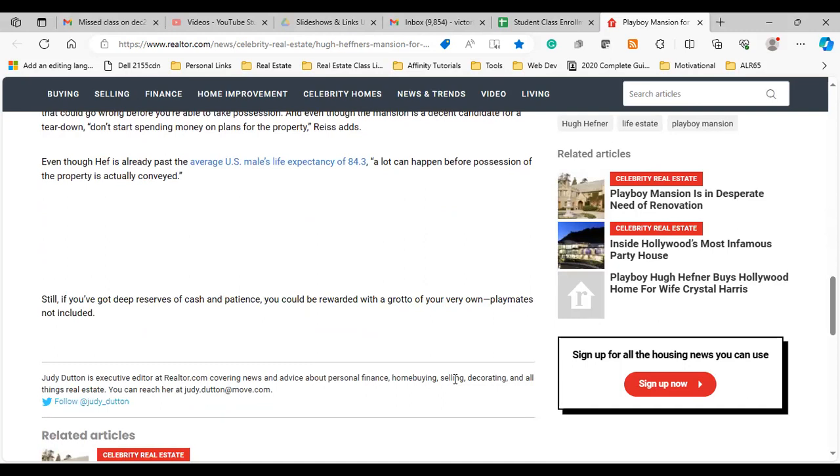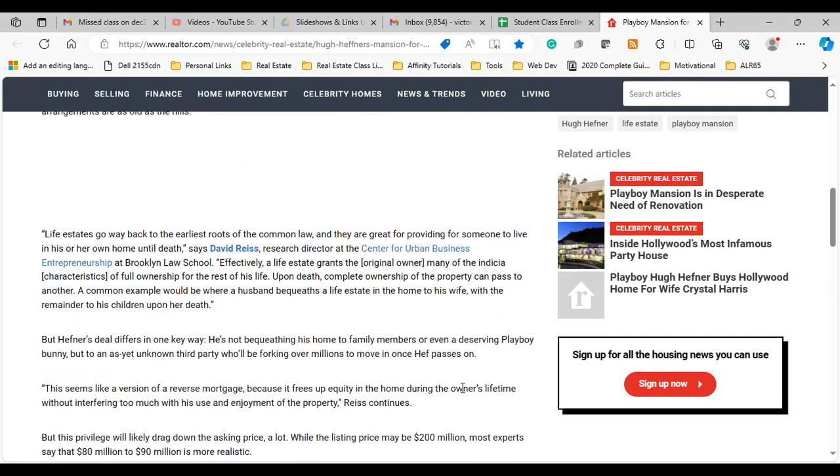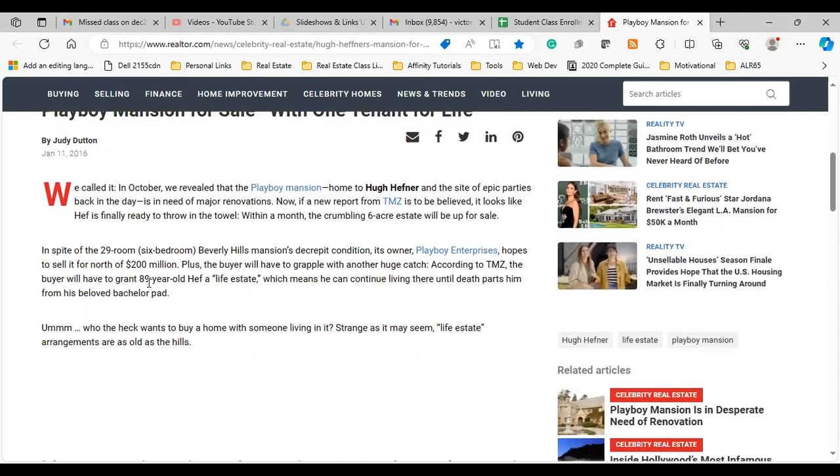And then Hugh ended up living, you look, the average U.S. male's life expectancy is 84.3 years, you know. I mean, he was already past his life expectancy. So, I mean, how much longer you figure he's going to live? So it wasn't a bad deal giving him back a life estate.